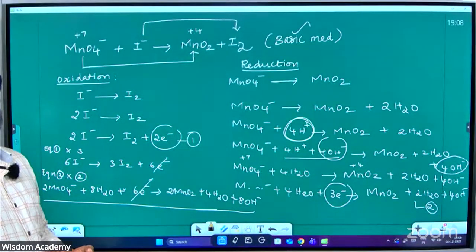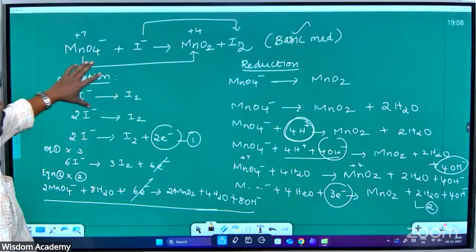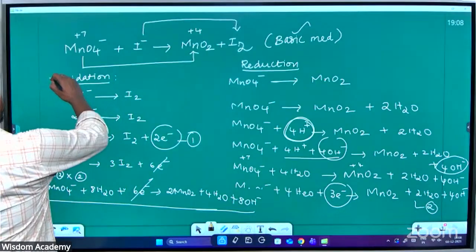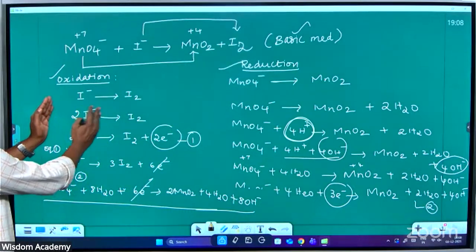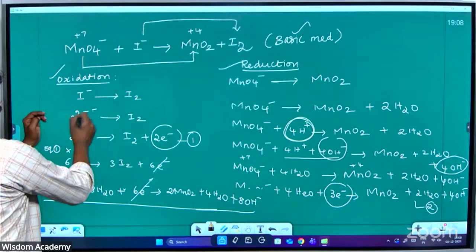Students, raise your volume and ask your doubts. You just follow the steps. First step, split into two half reactions. This is oxidation, another one is reduction. Step 2, balance the atoms involved. So here there are 2 iodine on the right side, so multiply by 2.